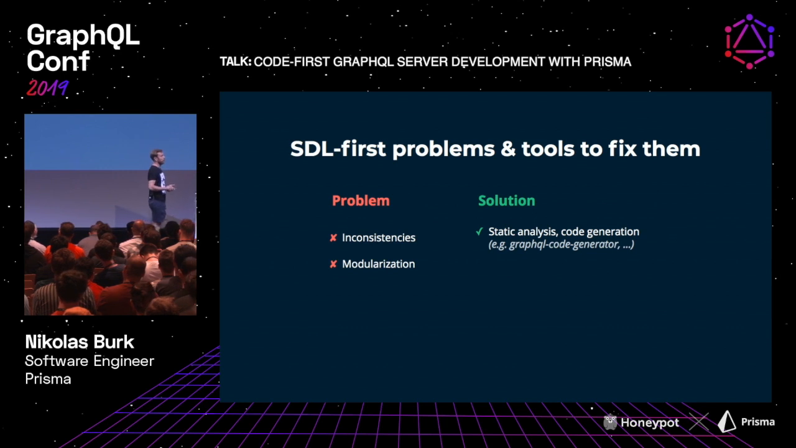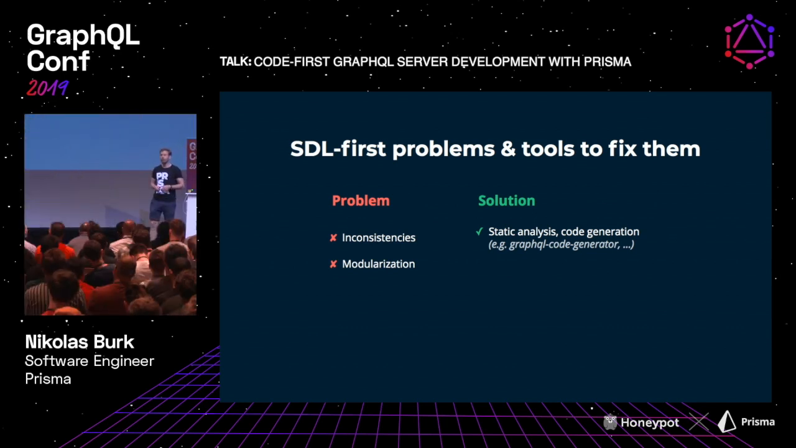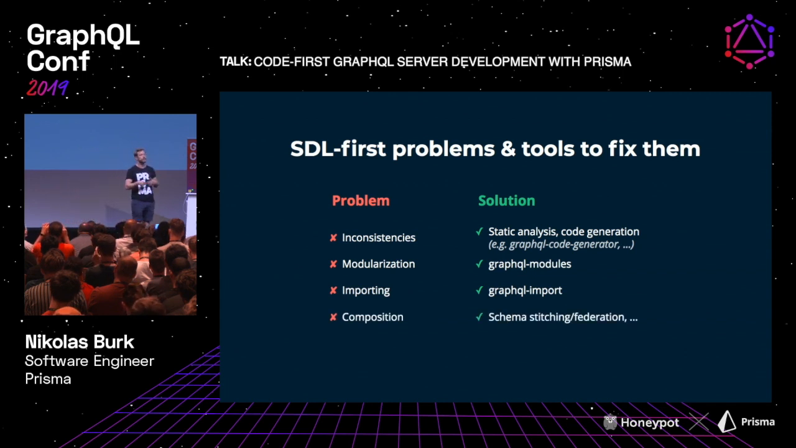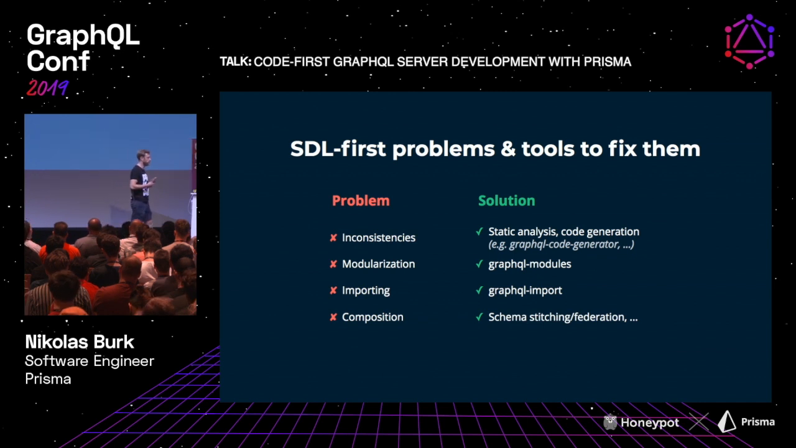Maybe you want to modularize your GraphQL schema into smaller components. For that, we have a tool called GraphQL modules. Maybe you want to import SDL schema definitions across .graphql files. For that, we can use GraphQL import. What if you want to compose your GraphQL schema? You can use schema stitching or schema federation. So there are tools that help solve these problems, but in the end, these are always additional tools that you have to learn and maintain when you're working with GraphQL.